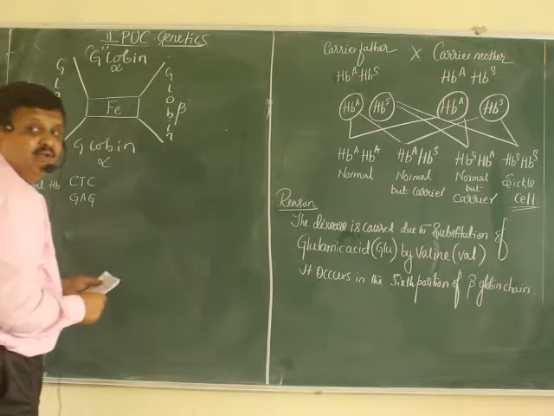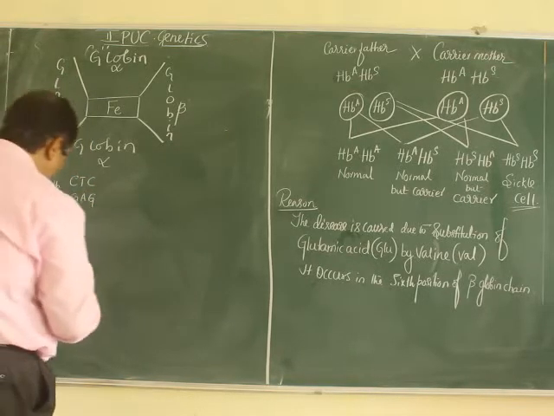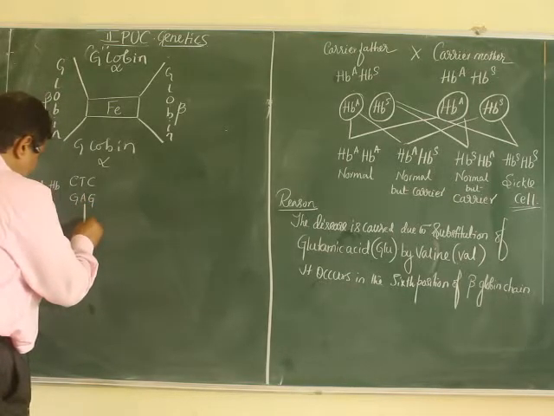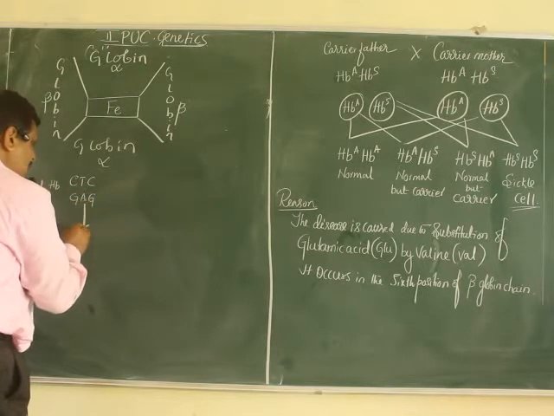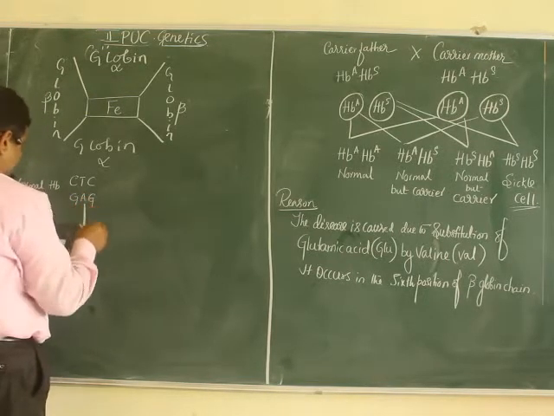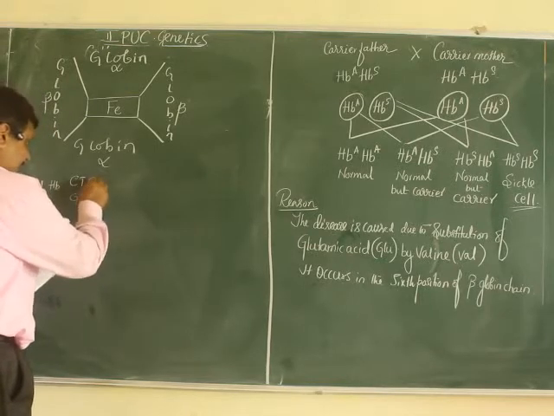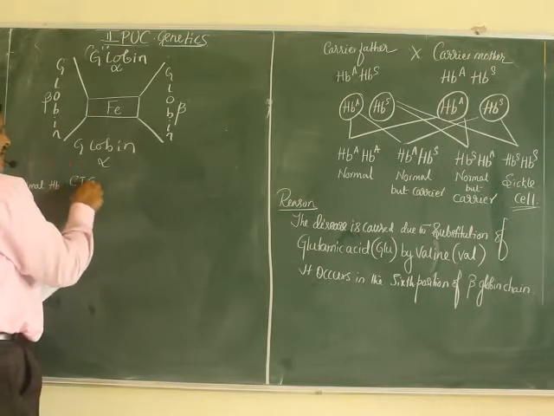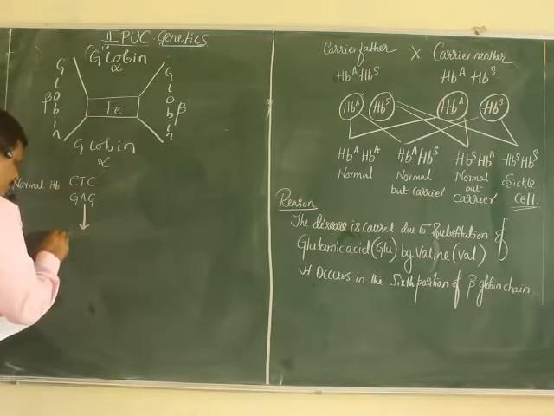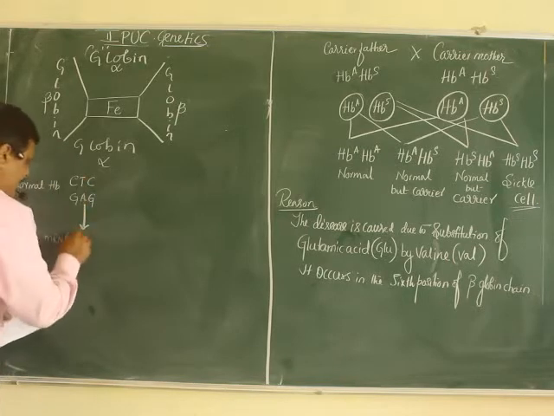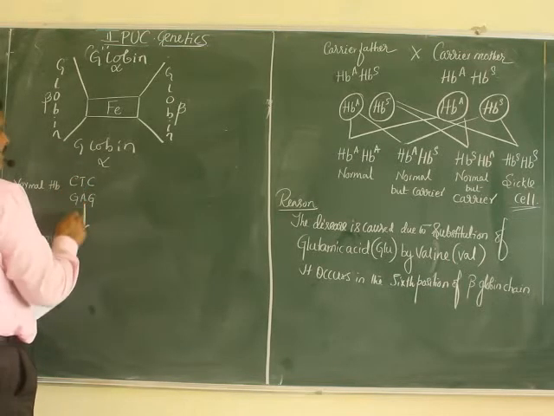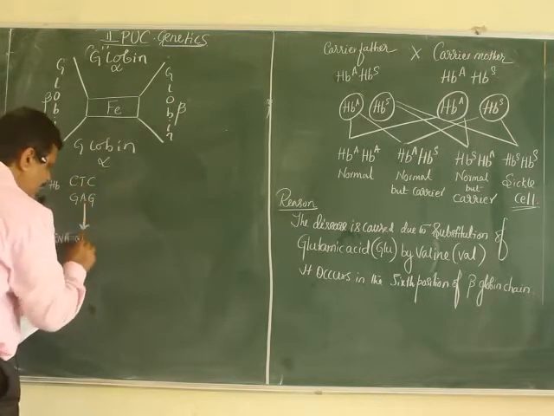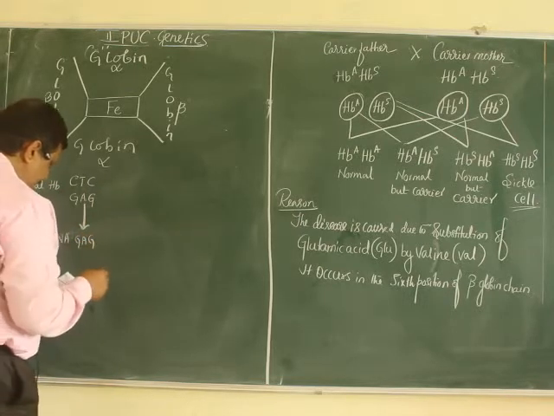This is the sequence of base pairs for normal hemoglobin. This is in DNA. Now, the CTC will produce an mRNA, CG. This is the template strand, so this is the non-coding strand. So G, A, G in the mRNA.